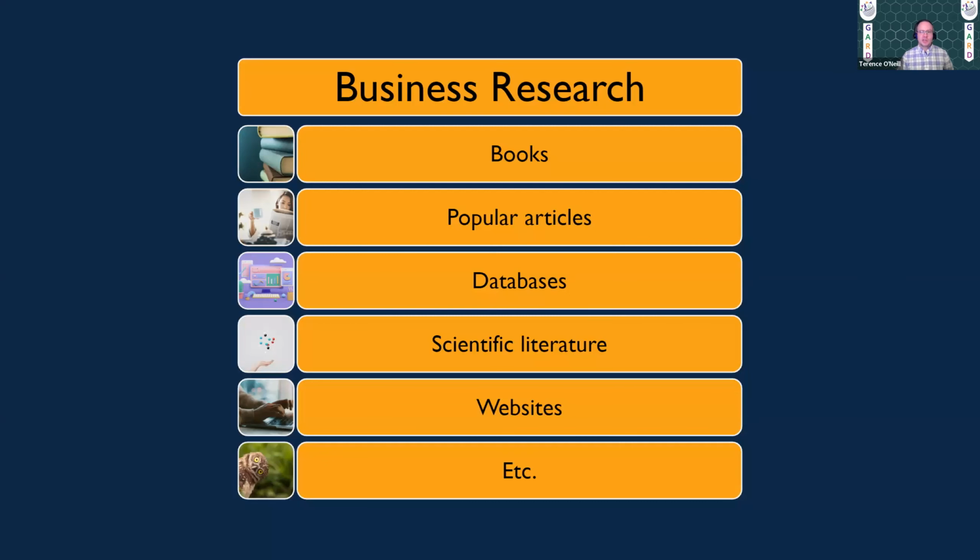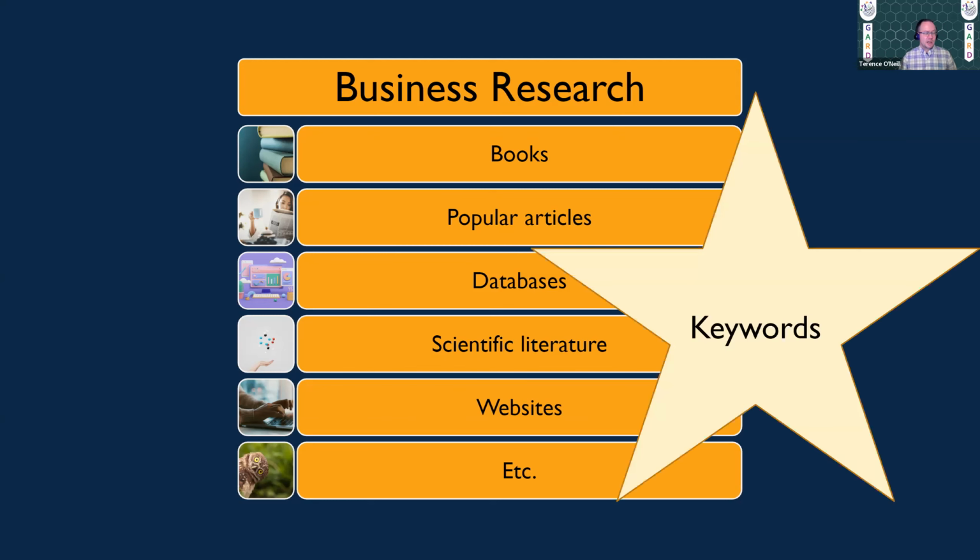The types of places that you might find relevant information to better understand your business model might be in books or popular articles from magazines. That could be in blog posts, that could be in databases, scientific literature, so many different sources. But across all of these different types of sources, keywords are going to be the way that you can find that information.